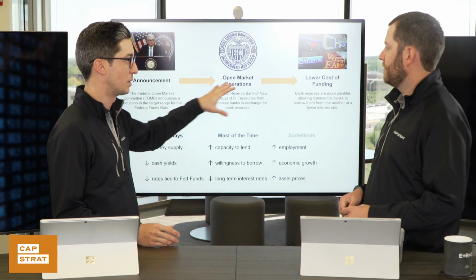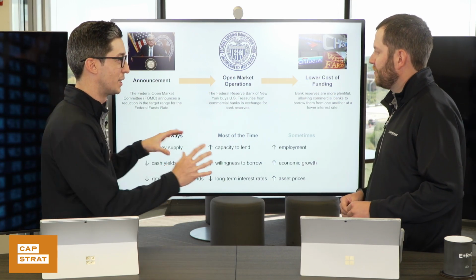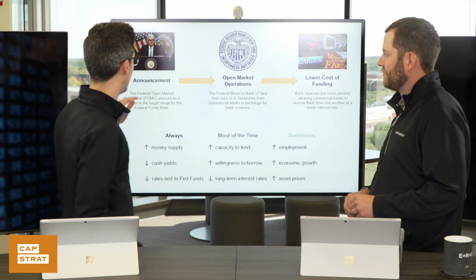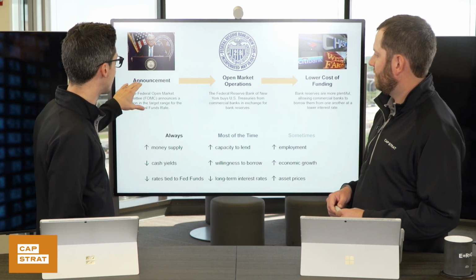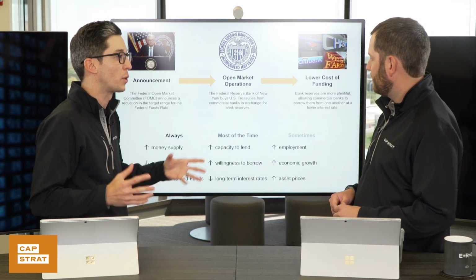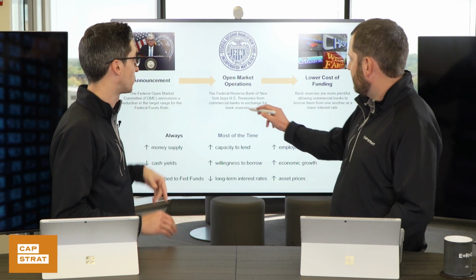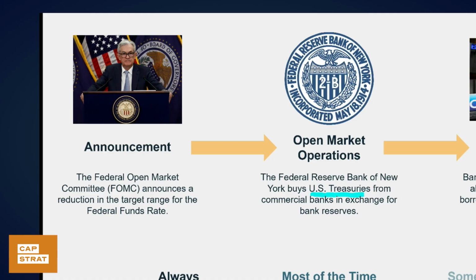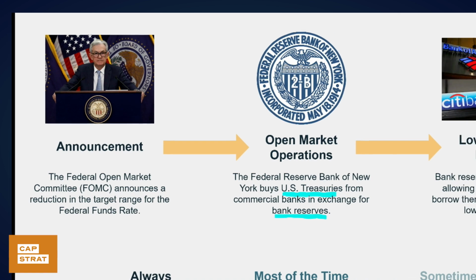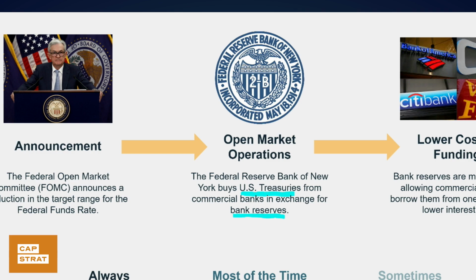Yeah, mechanically, because there's not a lot of magic here when you understand what's really happening. Basically, the Federal Open Market Committee announces a reduction in the target range of the federal funds rate. They instruct the Federal Reserve Bank of New York to start executing open market operations, where basically all that's happening is the Fed Bank of New York is going to commercial banks and saying, I want to buy your treasuries. I'm going to give you bank reserves for them. It's a risk-free asset swap.